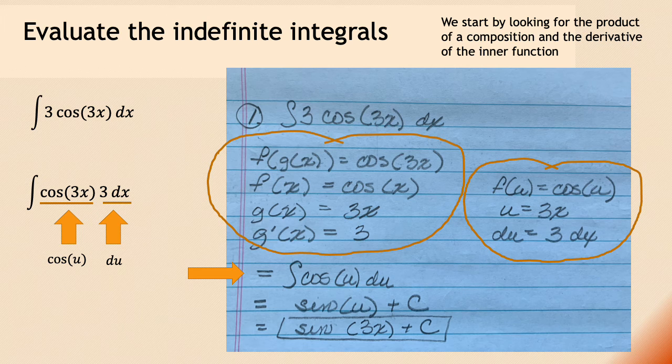Remember, we've replaced all the pieces. And now taking the antiderivative of cosine of u is sine of u plus our arbitrary constant. Now substitute for u so that we have everything in terms of x, and we get our final answer, sine of 3x plus c.